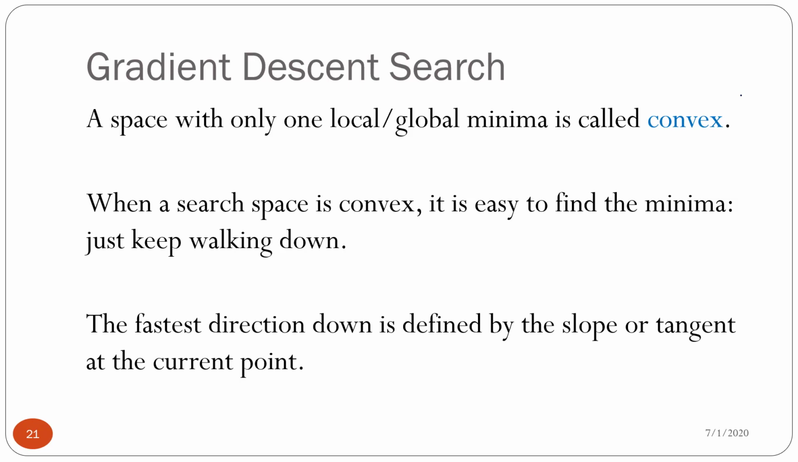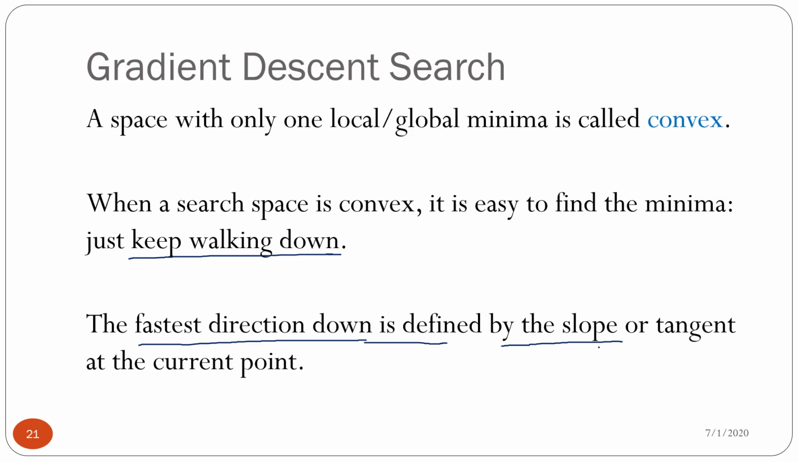Now the good news about the convex function is that when your search space is convex, we can find the minima very easily. How? We just walk down, along the steepest descent. That's the idea behind the gradient descent algorithm that we will learn. When your search space is convex and you are looking for the minima, what you need to do is keep walking down the steepest descent. So how do we do that? We find the fastest direction down, in such a way that we reach the global optima as soon as possible.